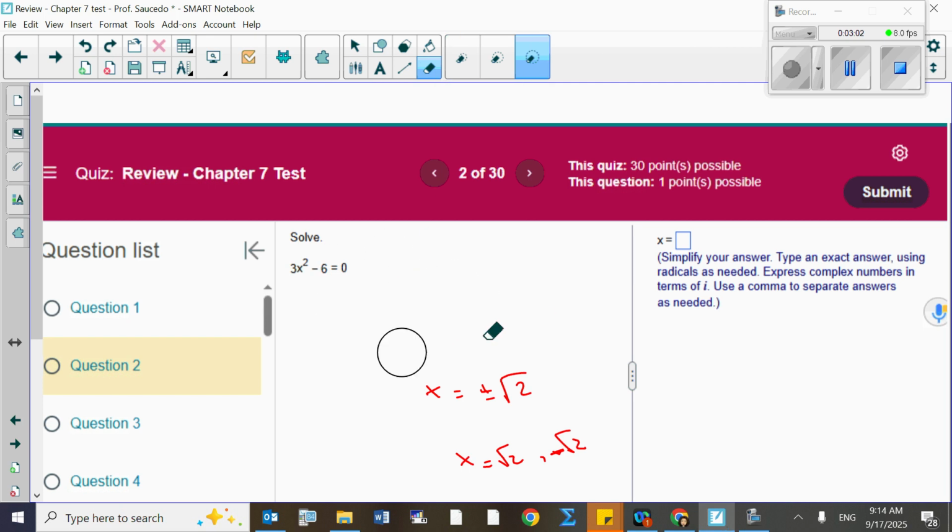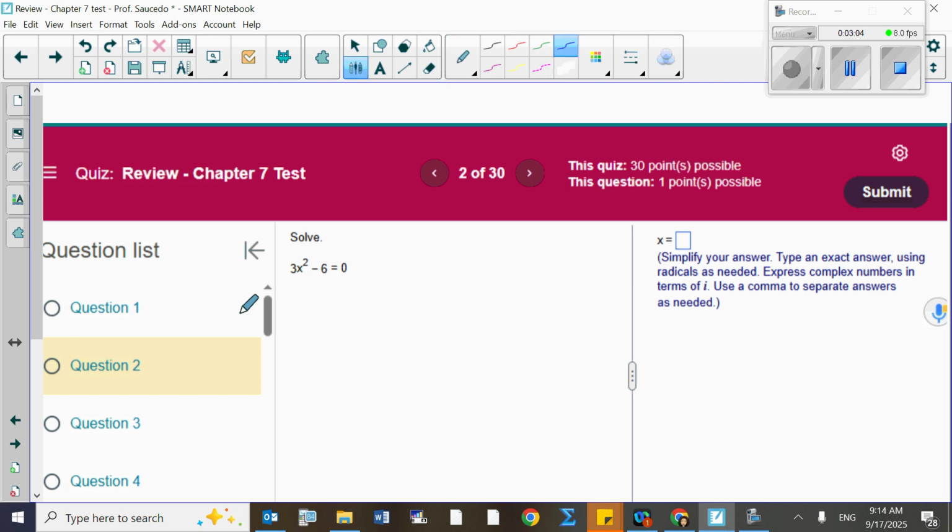Okay, next we want to solve this equation. The first thing that I'm going to do is add 6 to both sides. So I will have 3x squared equal to 6. Then divide by 3. So x squared will be equal to 2. Now we take the square root of both sides. The power of 2 and the radical cancel each other. So x will be positive root 2 and negative root 2.